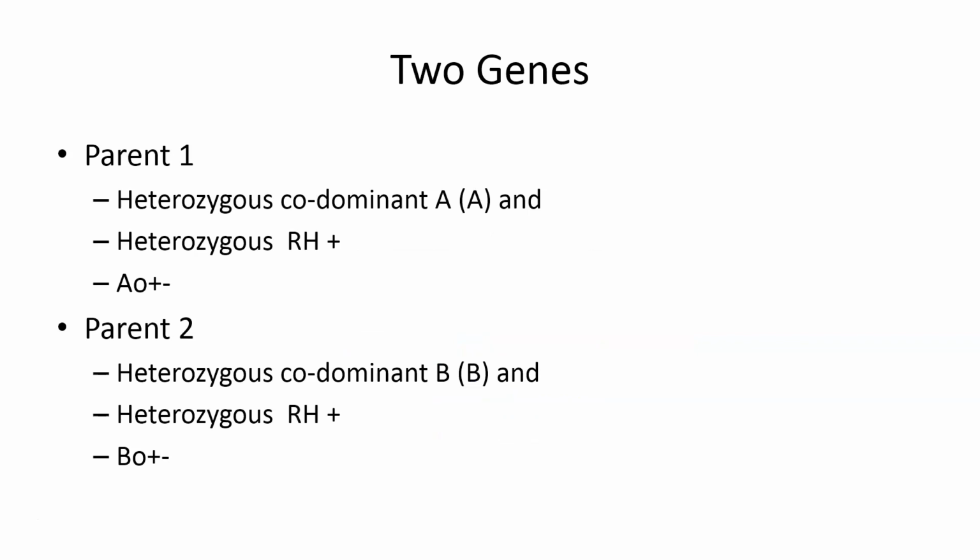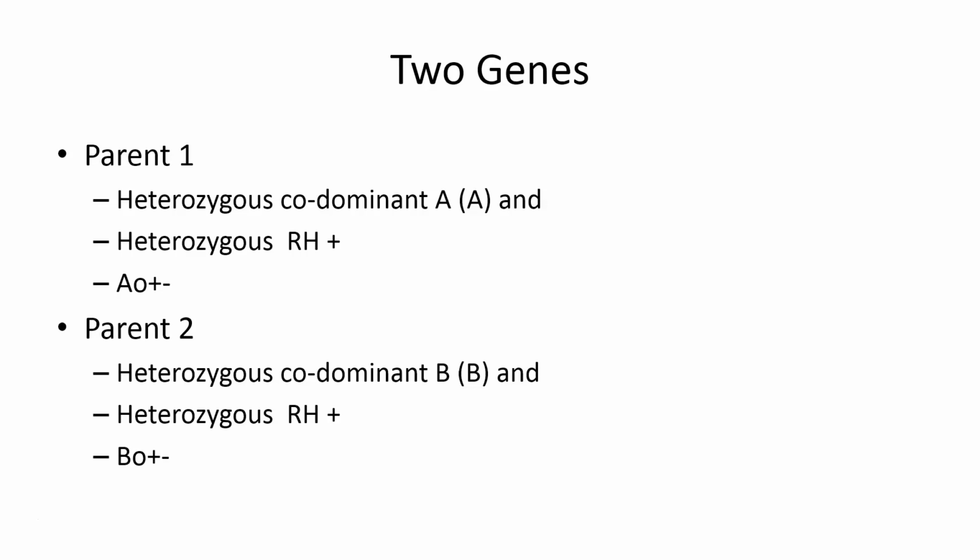We're going to first describe the parents. It says parent 1 is heterozygous for a codominant A gene, and we're going to represent that by a capital A. They're heterozygous for Rh positive, which means parent 1 is going to be AO plus minus. Now this is blood typing, and this is probably the most complex one we can actually get with it.